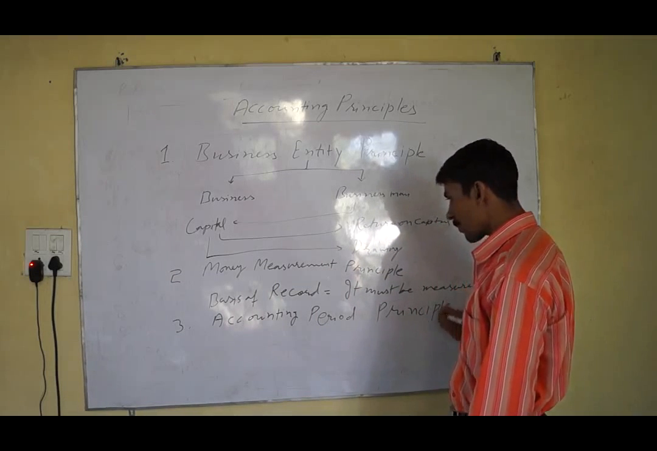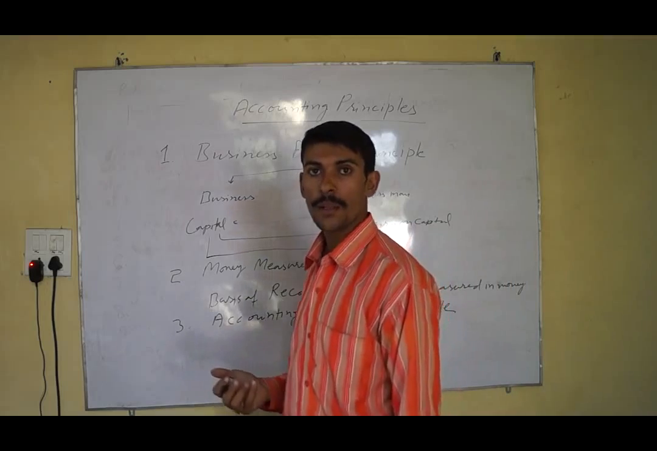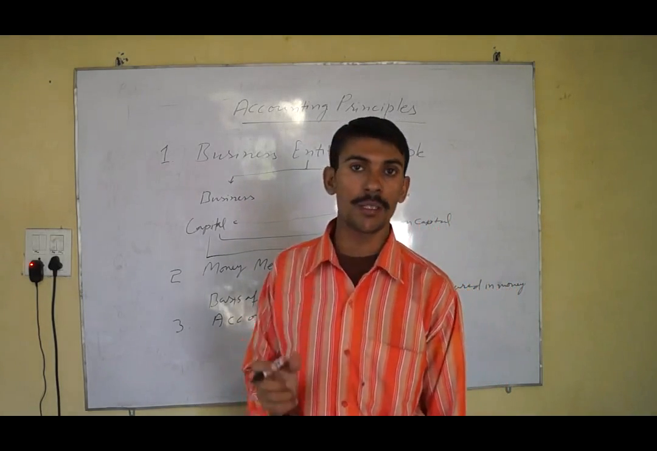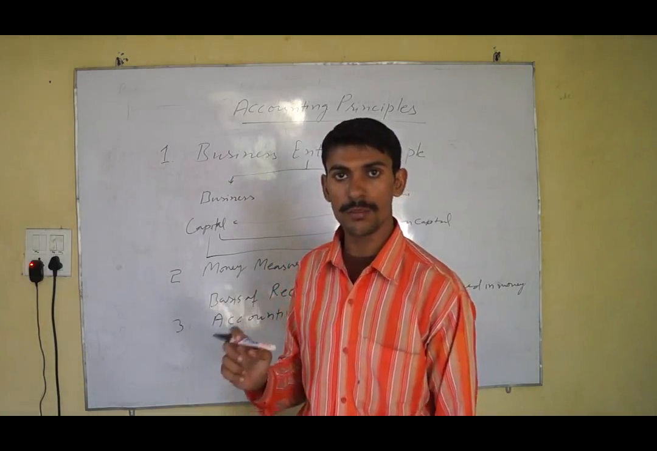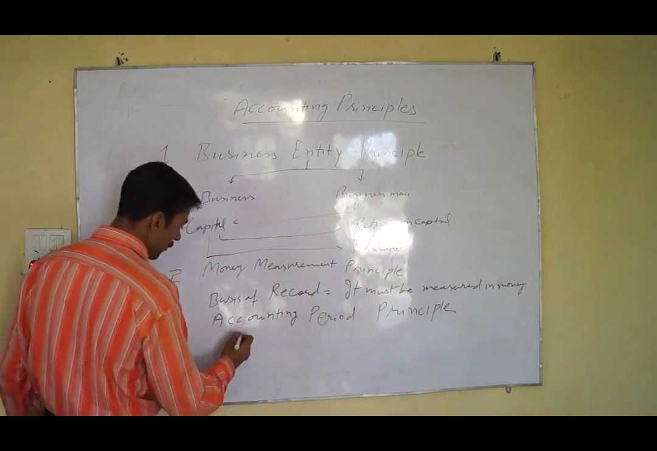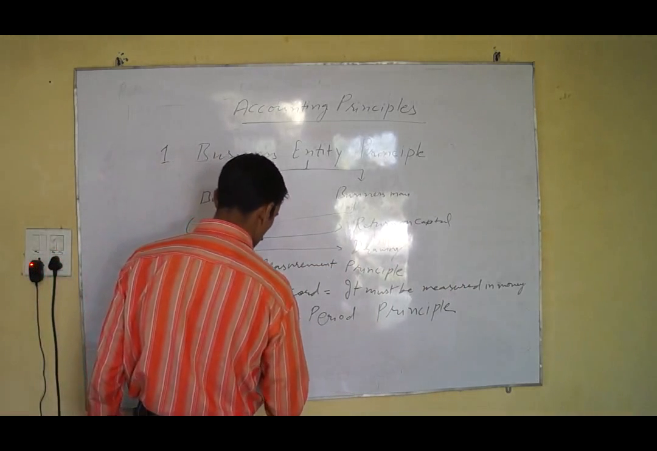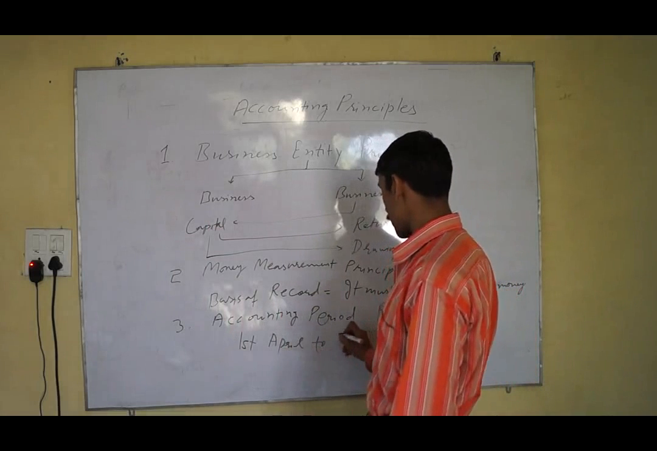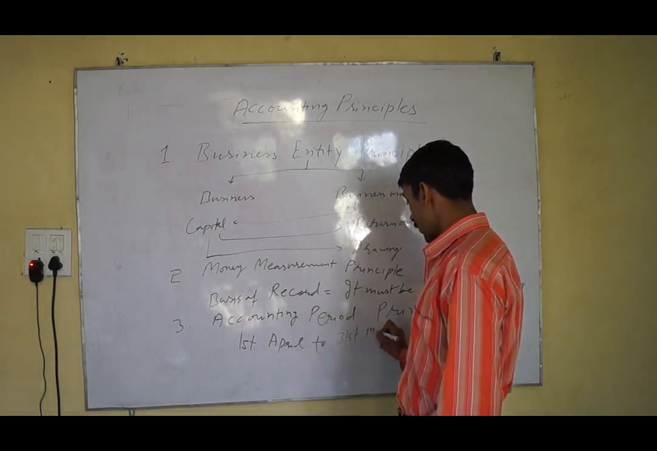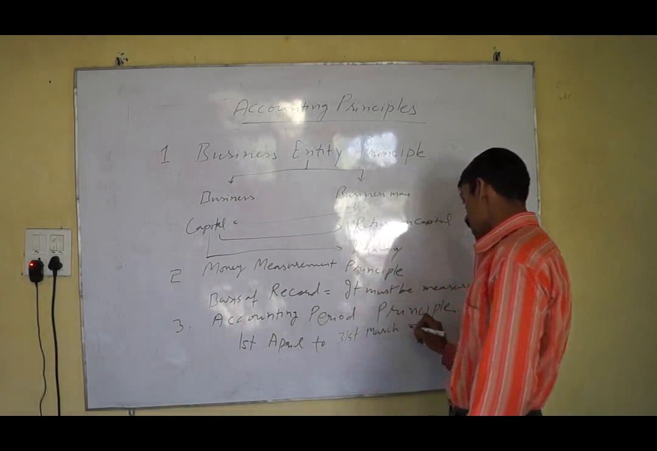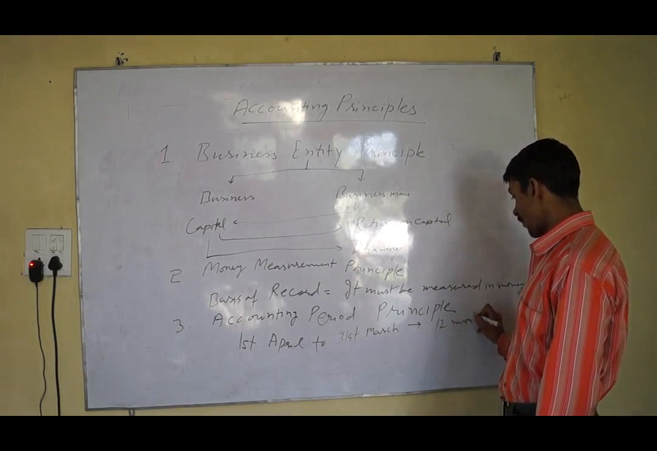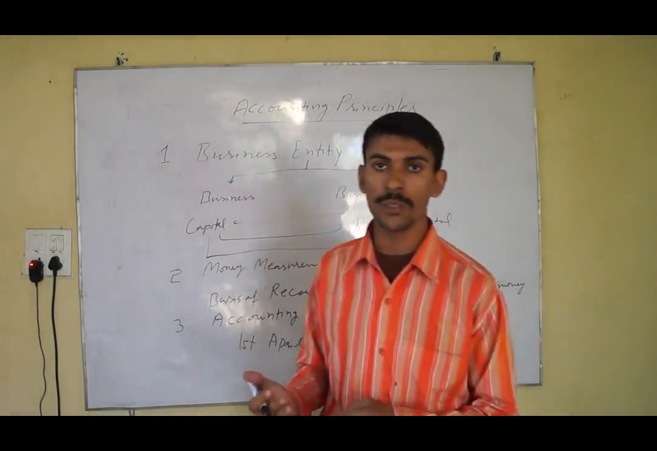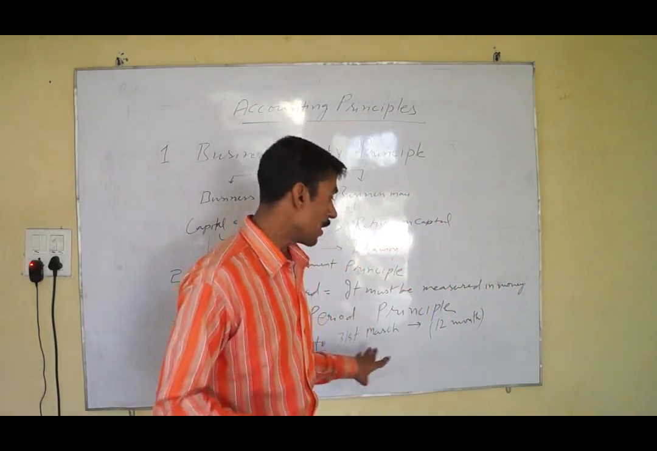principle. As per this principle, the period must be one accounting year, means calendar year. We start from 1st April to next calendar year's 31st March. This is 12 months. Because we can show our financial performance and financial position in this period.